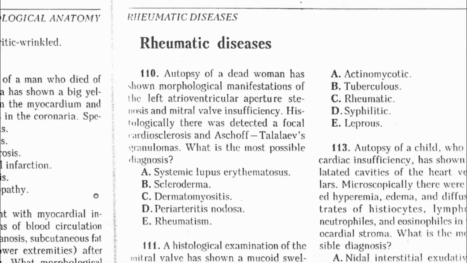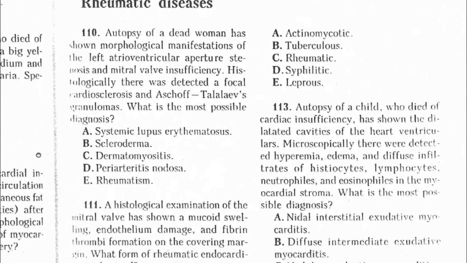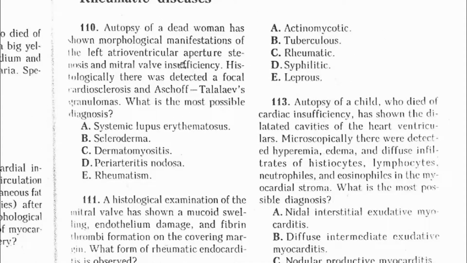Alright. Now, autopsy of a dead woman has shown morphological manifestation of the left atrioventricular aperture stenosis and mitral valve insufficiency. Historically, there was detected a focal sclerosis in half-curve cells. Now, what is the most possible diagnosis?